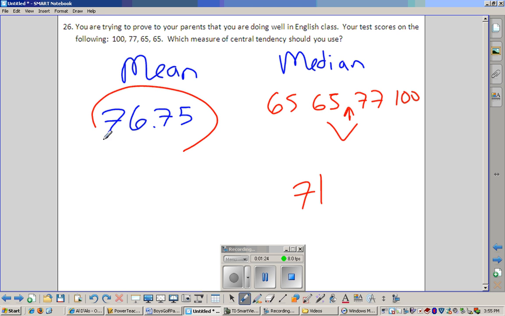So clearly we're going to use the mean because we want to convince our parents that we did really well in English. That's the higher of the 2.